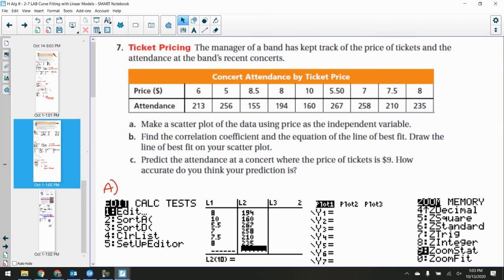Okay, so that was 6. Let me just show the answers for 7. This one is the concert attendance problem.